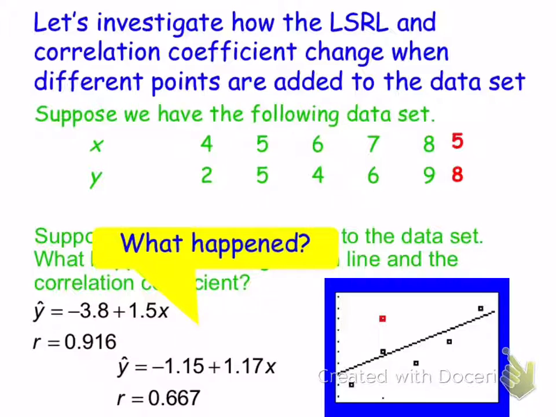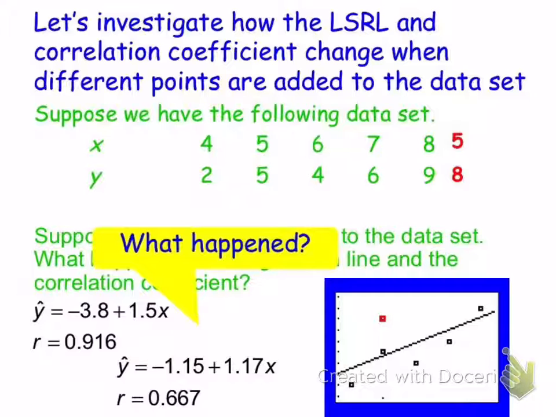So if I calculate a new LSRL, you should get Y hat equals negative 1.15 plus 1.17x. And then my R decreases significantly, and it becomes 0.667.